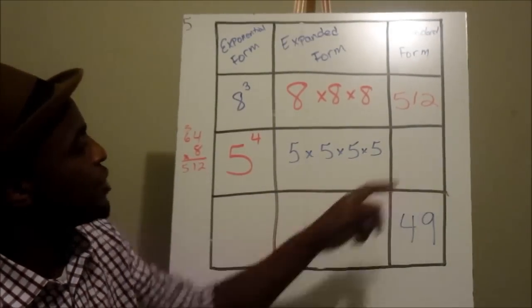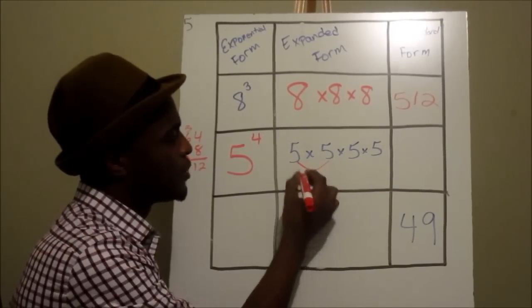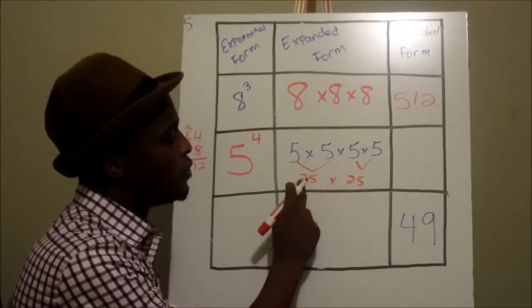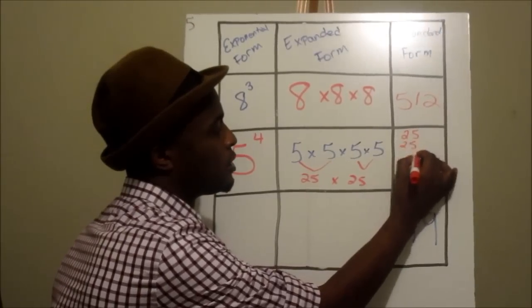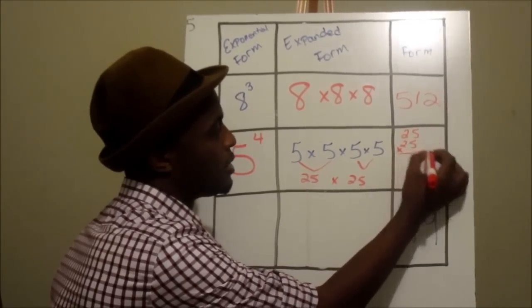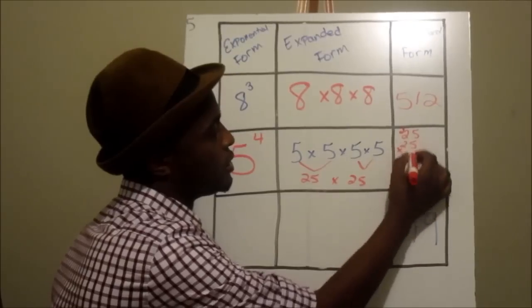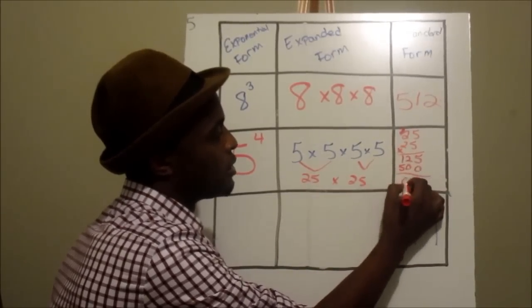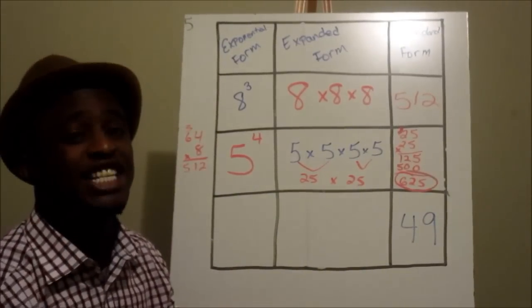All right, and when I do standard form, I just have to multiply. First I can go 5 times 5, that gets me 25. And these two, 5 times 5 gives me 25, which is 25 times 25. If I do that math, 10, 12, 10, 4, 5. So I get 625 as my standard form.